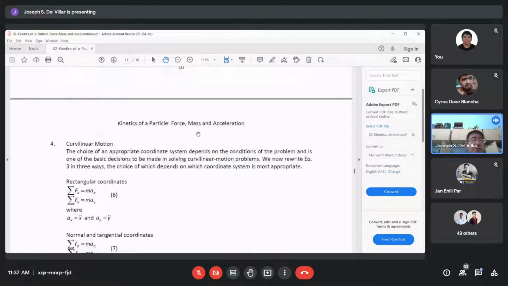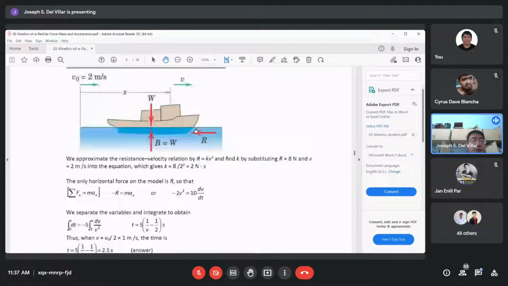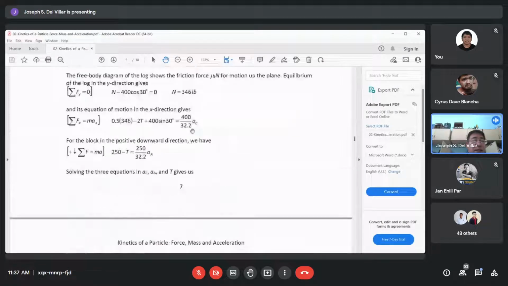So any more questions here, on the concrete block and the lag?